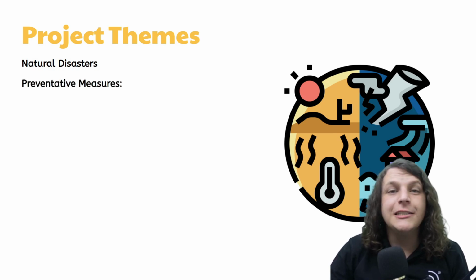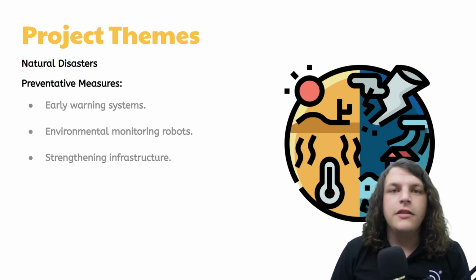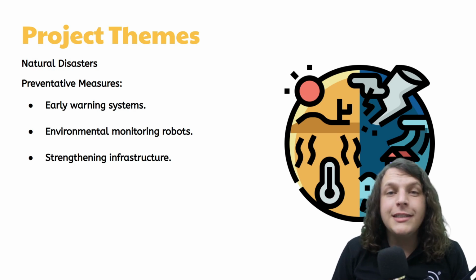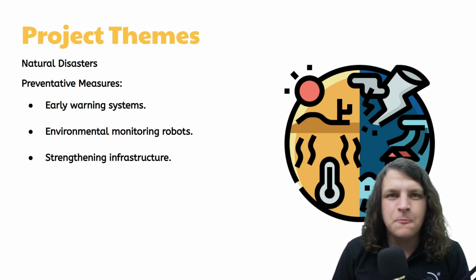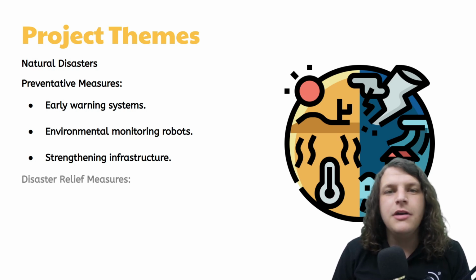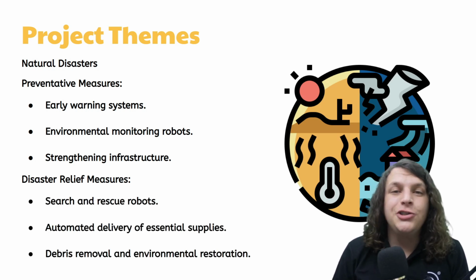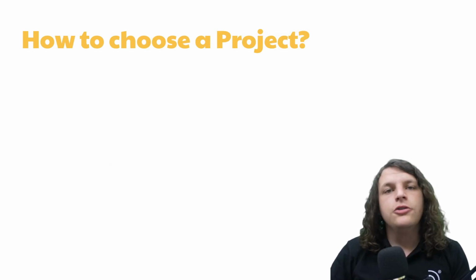The first is preventative measures. These are things like early warning systems, environmental monitoring robots, and even something like strengthening infrastructure. The second sub-theme is relief measures. These include things like search and rescue robots, the automated delivery of essential supplies, or even something like debris removal and environmental restoration. So how do you go about choosing a project?